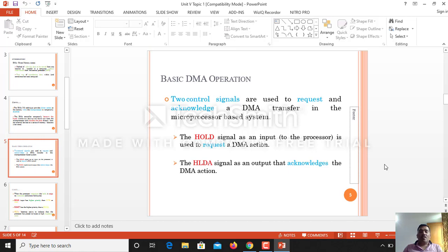Basic DMA operations. Two control signals are used to request and acknowledge a DMA transfer in microprocessor-based systems. The first one is the HOLD signal, an input to the processor, used to request a DMA action. The second one is HLDA, the hold acknowledge signal, an output that acknowledges the DMA action.